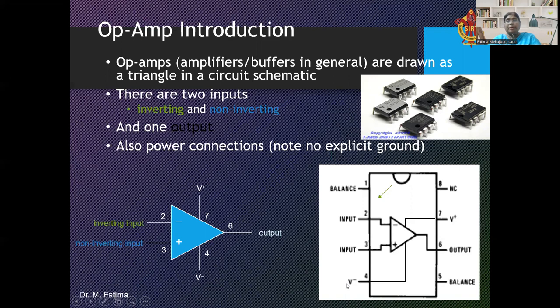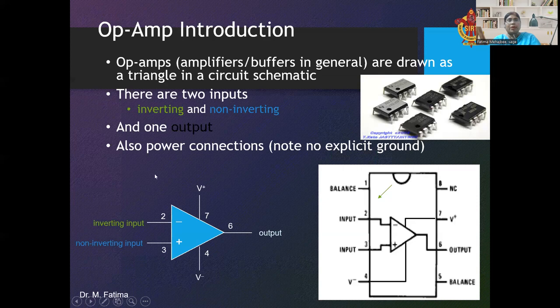The negative power supply is connected to pin number 4, denoted by V minus. Pin number 6 is the output. On pin number 7, the positive power supply is connected, denoted by V plus, and pin number 8 is not connected. This operational amplifier is symbolized as shown here.